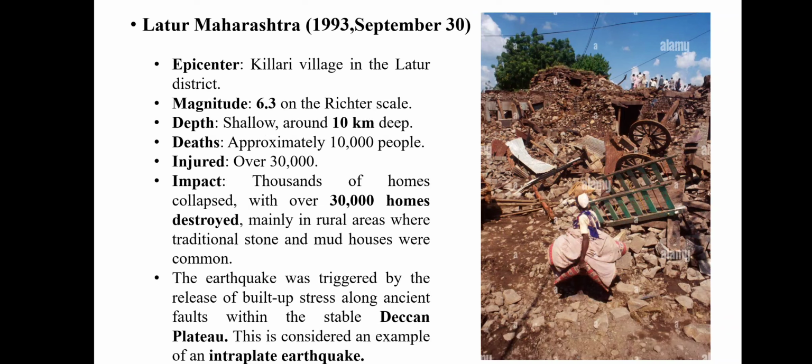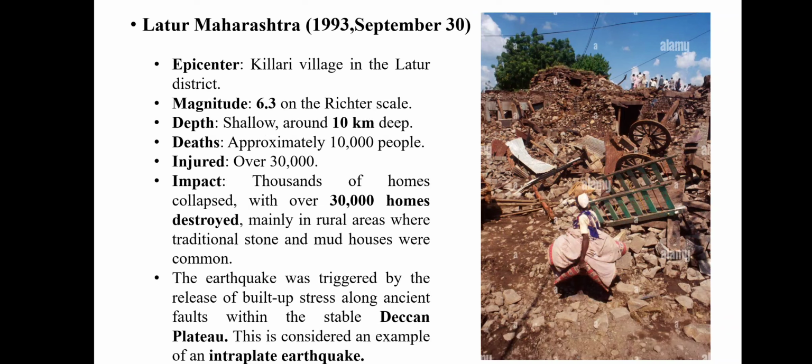Impact of this earthquake: thousands of homes collapsed, with over 3,000 homes destroyed, mainly in rural areas where traditional stone and mud houses were common. The cause of the earthquake: it occurred in a relatively stable region far from major tectonic plate boundaries. The earthquake was triggered by the release of built-up stress along ancient faults within the stable Deccan Plateau. This is considered an example of an intraplate earthquake.